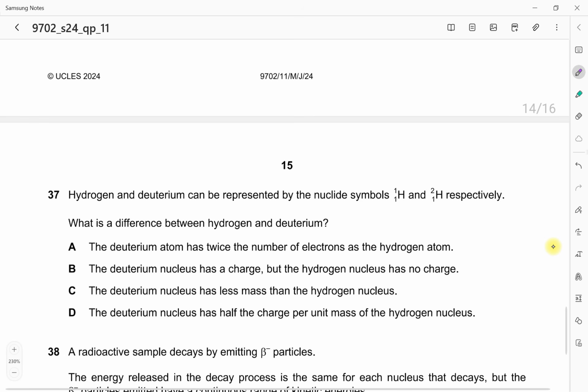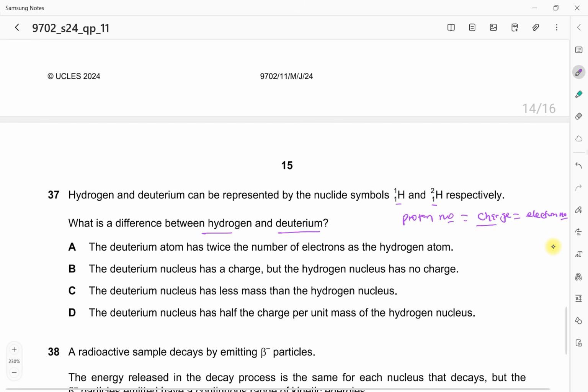Hydrogen and deuterium can be represented by the nuclide symbols H11 and H21, respectively. What is the difference between hydrogen and deuterium? The difference, of course, they have the same proton number, so they have the same charge. Proton number is the same as the charge, which is equal to the electron number.